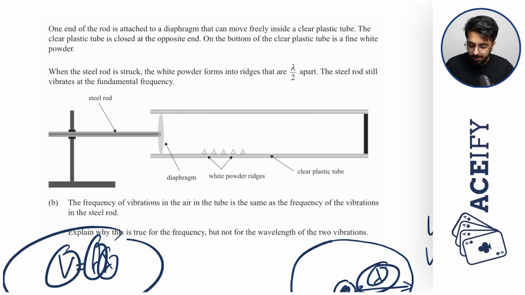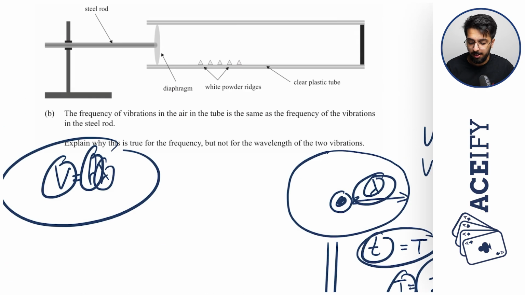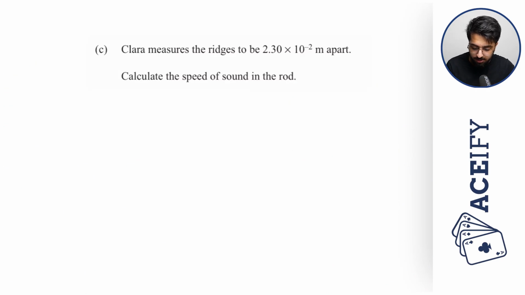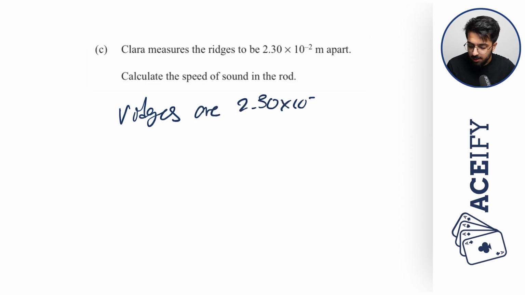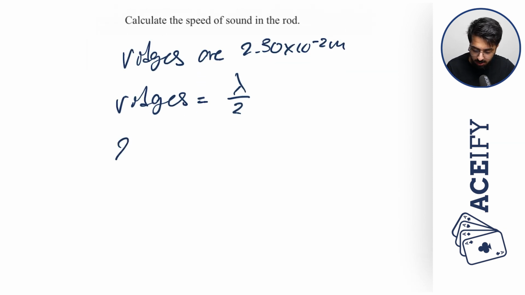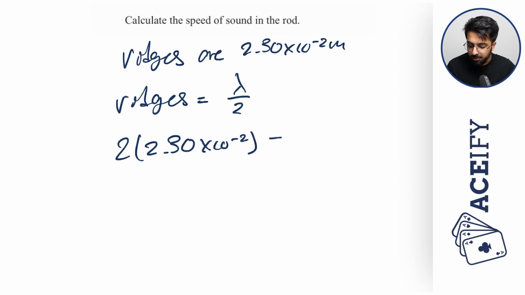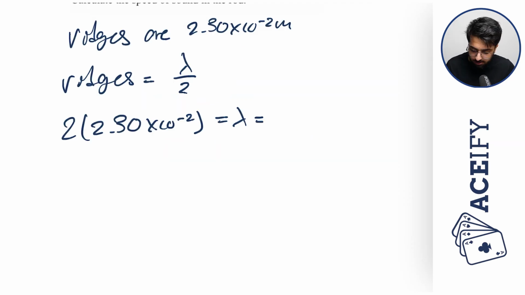All right, so it's given up here that the ridges are half a wavelength apart. And so therefore, if our ridges are 2.3 times 10 to the negative 2 meters apart, but our ridges are also equal to half a wavelength, therefore, 2 times 2.3 times 10 to the negative 2 is equal to our wavelength. And therefore, this gives a wavelength of 0.046 meters.